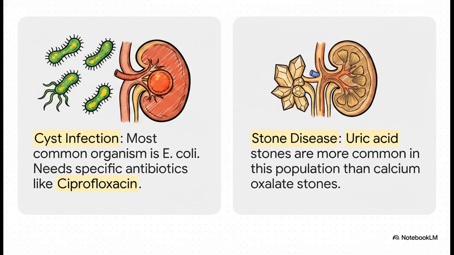When a patient with ADPKD comes in with sudden, severe abdominal pain, you need to be thinking: it could be a cyst bleed, a stone, or an infection. If it's a cyst infection, the number one bug is E. coli. The challenge is getting antibiotics into the cyst, so you need drugs with good penetration. Think ciprofloxacin, cotrimoxazole, or carbapenem. If you're thinking it's a kidney stone, remember this key difference. In ADPKD patients, uric acid stones are actually more common than the typical calcium oxalate stones.